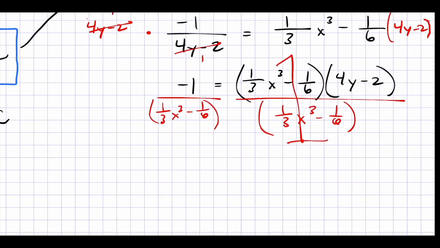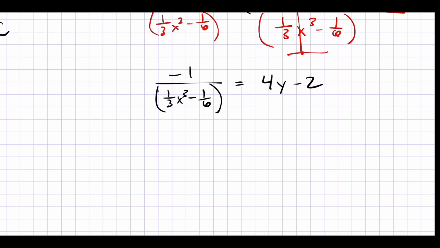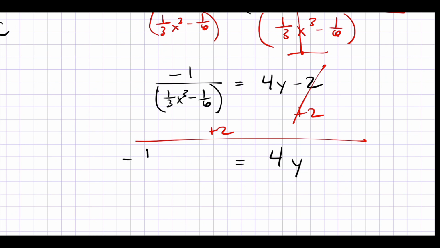Okay. So now we have negative 1 over 1/3 x cubed minus 1/6. Now over here, what's left is 4y minus 2. Don't need parentheses anymore because it's not multiplying times anything. Now it becomes a little more clear as to what we're going to do, right? Now it's a little easier to get y by itself. So we're going to add 2. We get 4y equals negative 1.